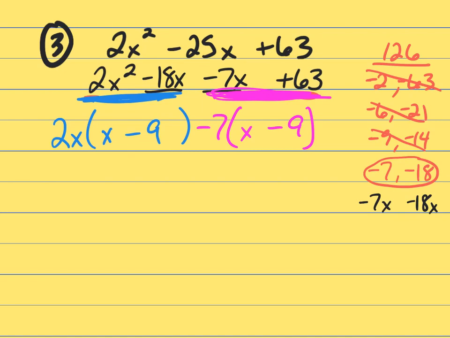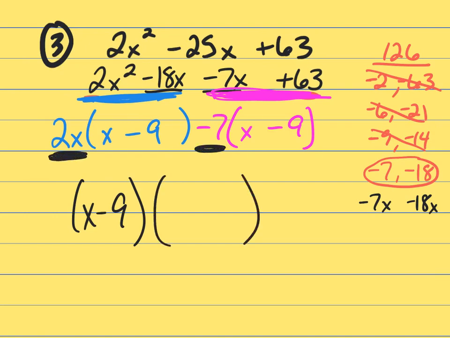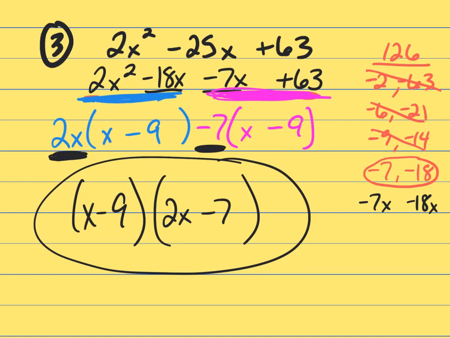Now, what's the only thing written in blue and purple? x minus 9. That is one of my binomials. The other binomial is whatever's left, which is the 2x and that negative 7. So 2x minus 7 is my other binomial, and that's my answer. I'm done.